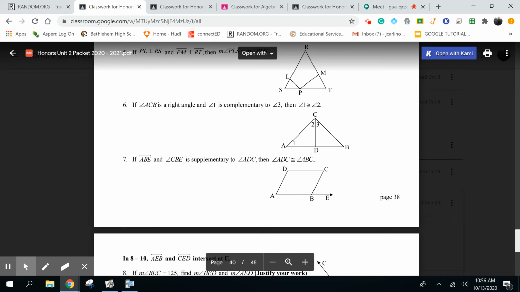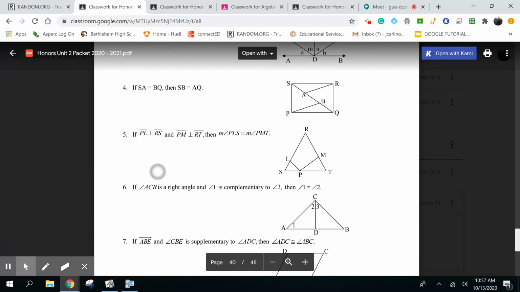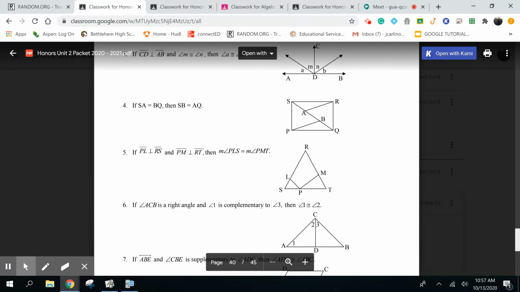How do we know when we should or should not put the line segment symbol above it? Because on number 4 from the review, it says if SA equals BQ, but there's no line segment symbol. I'll be totally honest with you, Sophia, I'm not gonna be picky about that. It's kind of like whether to use equal or congruent. I'm not gonna be picky about that. Okay, so that's one less thing you should worry about. Okay? Good question.